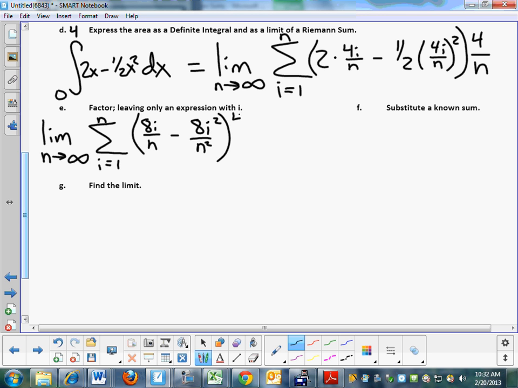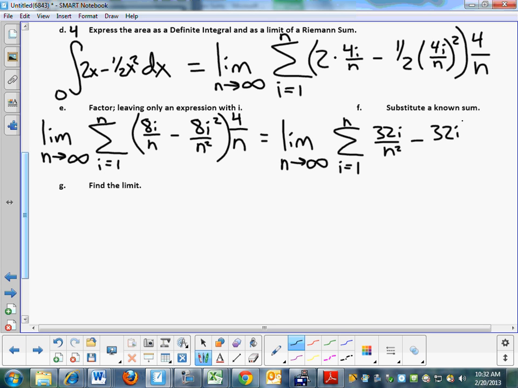And we're going to multiply all that by 4 over n. Now we should probably distribute that 4 over n through, right? Okay, so now we've got the limit as n goes to infinity of the sum from i equals 1 to n of 32i over n squared minus 32i squared over n to the third.